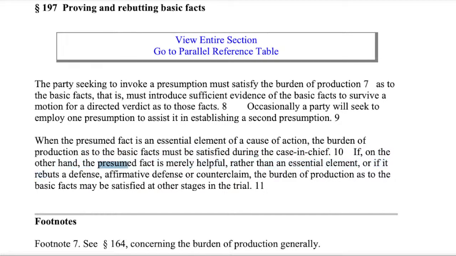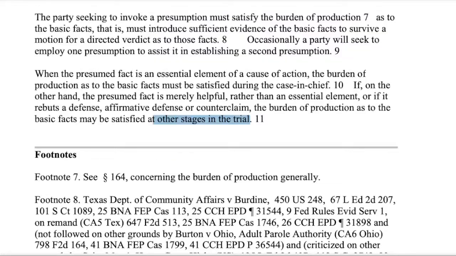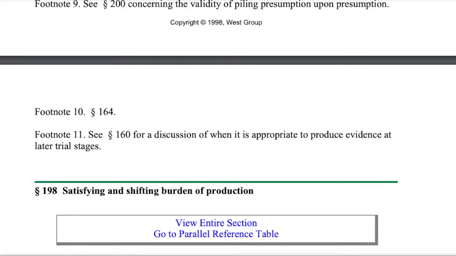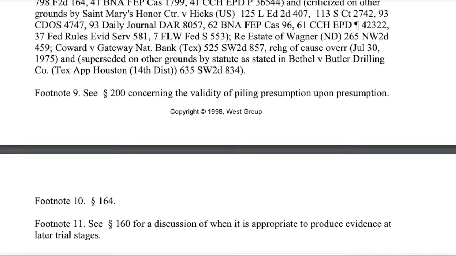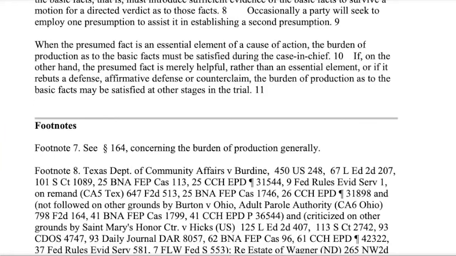If, on the other hand, the presumed fact is merely helpful rather than essential, or rebuts a defense, affirmative defense, or counterclaim, the burden of production as to the basic facts may be satisfied at other stages in the trial. Let's look at that footnote 11 for discussion on when it's appropriate to produce evidence at later trial stages, which we did go over previously. So I guess if a presumed fact is merely helpful, the burden of production can be satisfied at other stages in the trial instead of the case in chief.